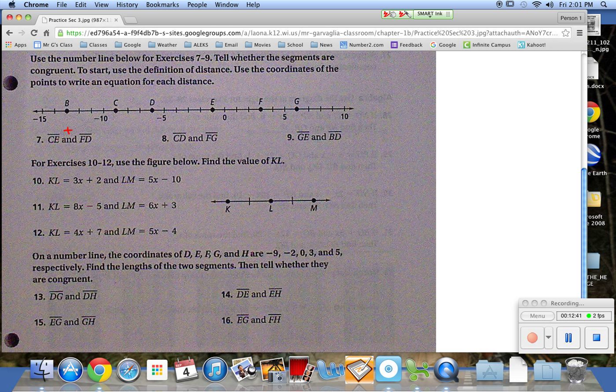Yeah, you count backwards. So we go from F to D, right? 1, 2, 3, 4, 5, 6, 7, 8, 9. Yeah. I got 9 here plus CE. What's CE? 8. So what's the total? 17. What about CD and FG? 6. FG is 3. CD is 3. 6. What's GE and BD?